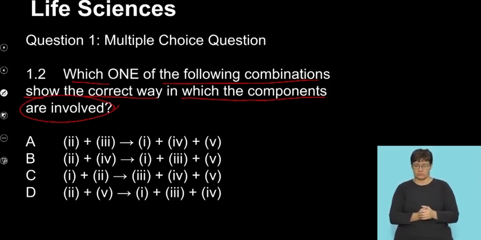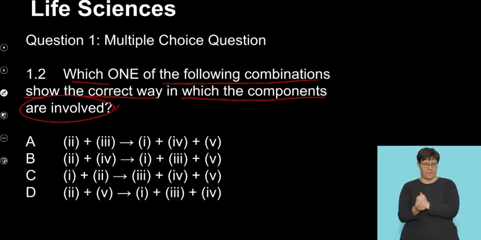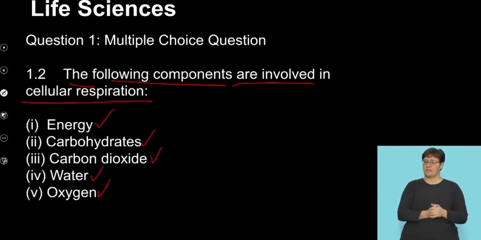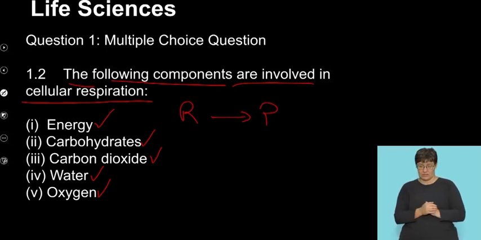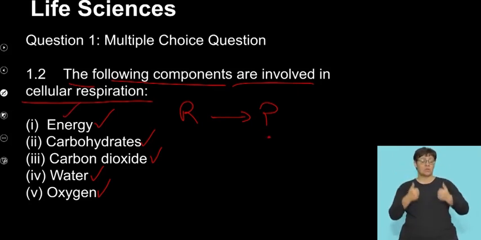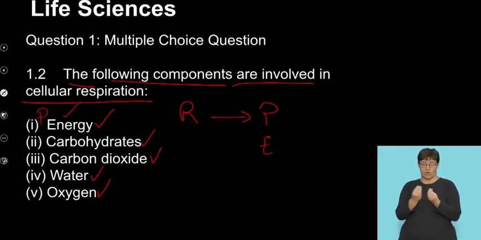So guys, this question gives you various different components. It's important that we go back to these components and look at what is needed. So we talk about the reactants and the products. And so guys, we know that one of the products of respiration is energy. So that's going to be a product. Carbohydrates are the reactants. Carbon dioxide is a product. We know that oxygen is required. So that's a reactant. And we see water as a product.